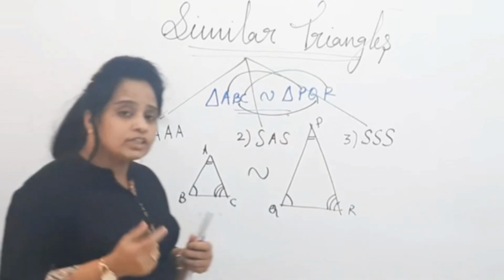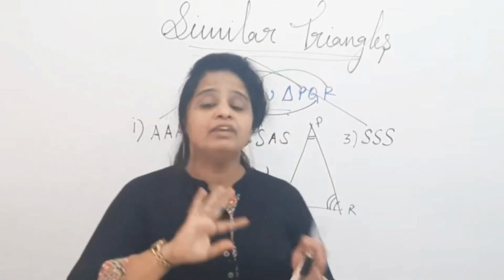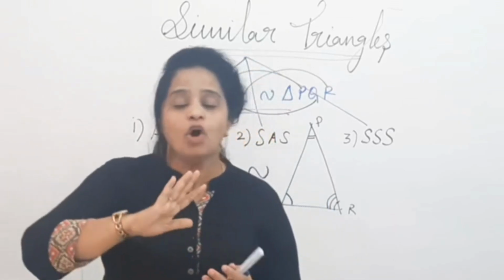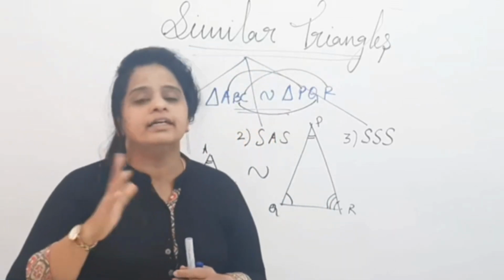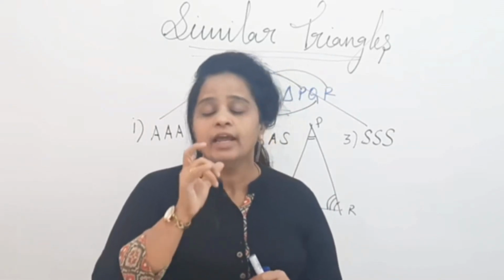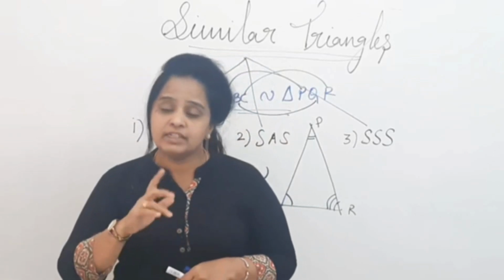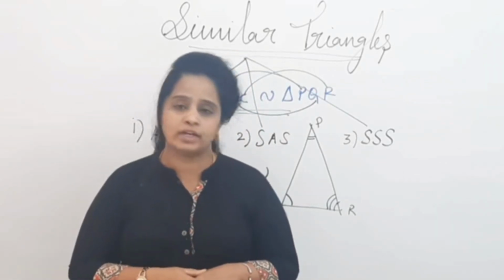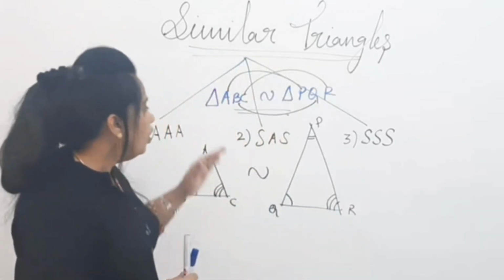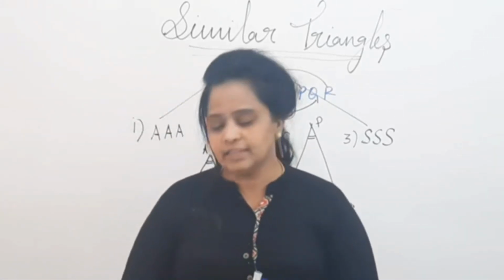Now, you cannot write the letters upside down or inverted, which are not corresponding sides or corresponding angles. So, you must be very careful in writing the letters of the triangle, the vertices of the triangle. That's very important in this chapter. Everyone understood how we write the notation if two triangles are similar?